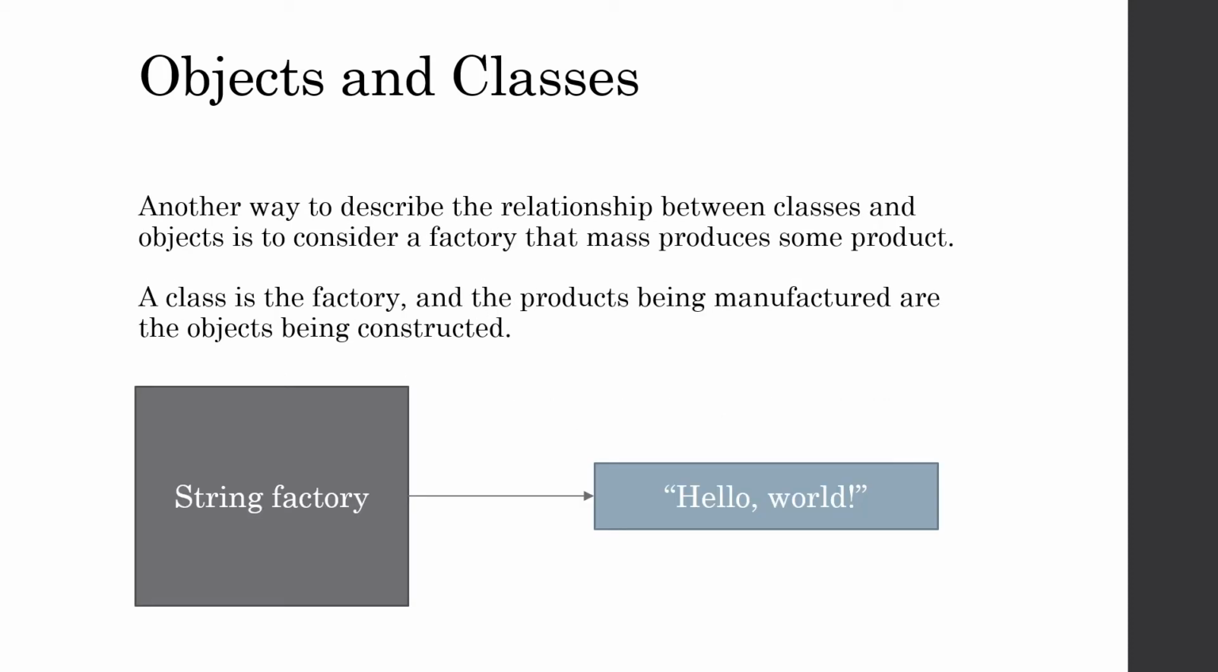So another way that we can describe the relationship between classes and objects is to consider a factory that mass produces some kind of product. We can think of the class as being like that factory, and the products being manufactured are the objects that you're constructing. In this case, we have some kind of factory that just makes strings, sequences of characters, and the product that we get out of that factory could be the string "hello world". So in addition to our analogy of blueprints and houses, we can also think of it like a factory and the products that we produce from that factory.